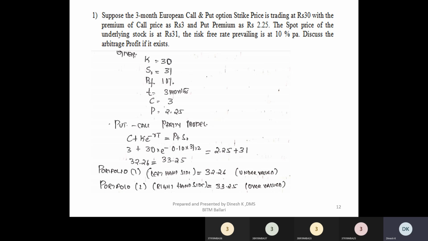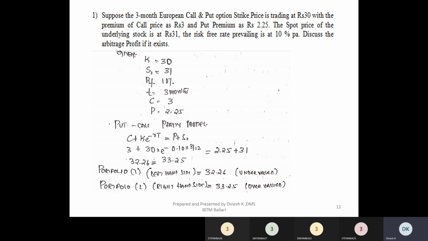Right. So by looking at it, it is very clear that my left hand side portfolio value 32.26 is less than 33.25. So hence the left hand side portfolio is undervalued. When it is undervalued, what position is to be taken here? Long position, sir. Yeah, you need to take long on a call, right? So you're supposed to take long on a call there.